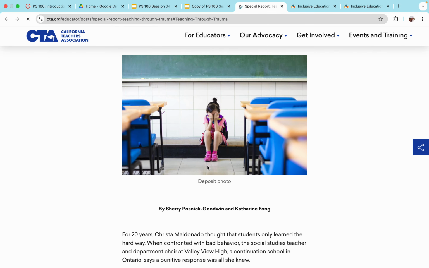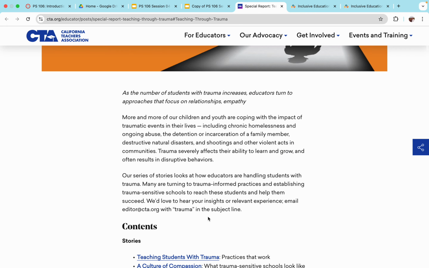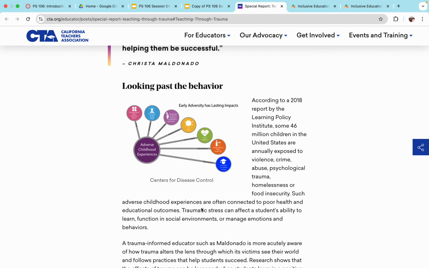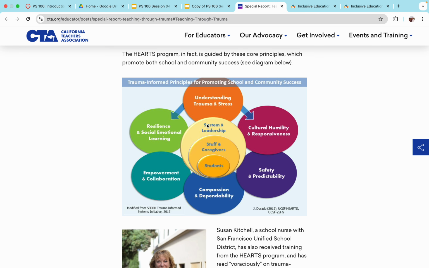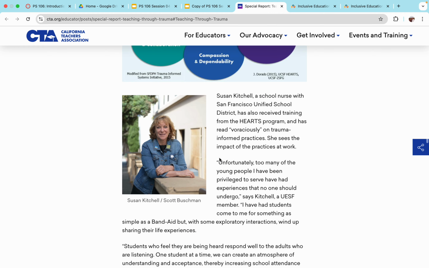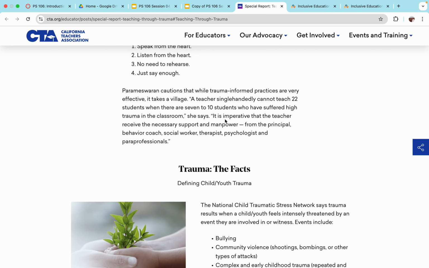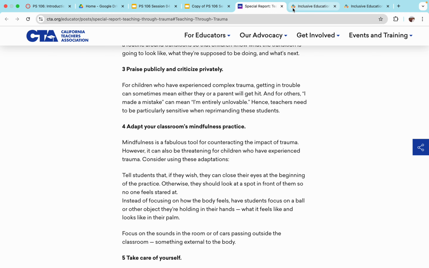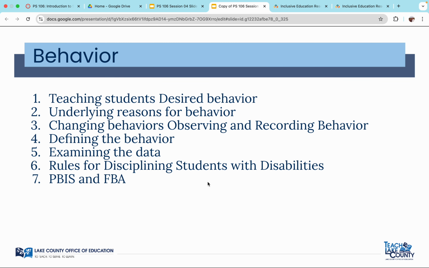We have an article here, and I'm going to give people the chance to read that article, Teaching Through Trauma. It talks about behavior, trauma, understanding trauma, what kind of things happen to our students, big changes in the classroom environment from trauma, the facts, lots of things in this particular article. I'm going to give everybody a chance to go and read that in breakout groups.